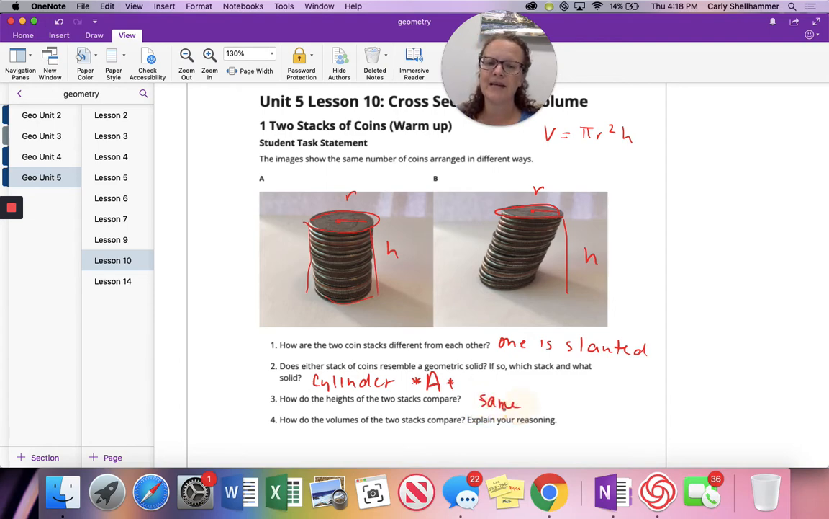How do the heights of the two stacks compare? They are the same. How do the volumes of the two stacks compare? Explain your reasoning. Well, I already did that. Because they have the same radius, because they're both quarters, and the same height, because we've put the same number of quarters in each stack, the volumes are going to be exactly the same.